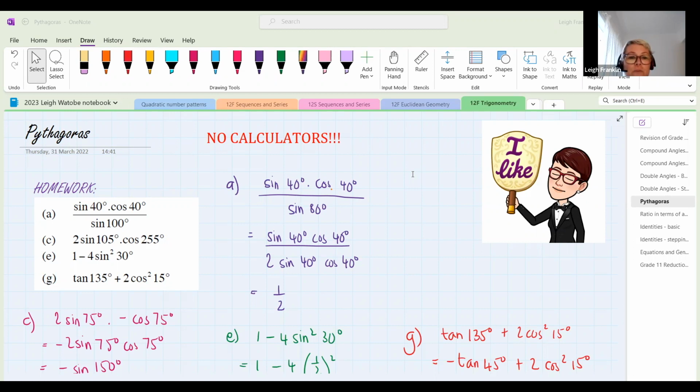We note that 40 is half of 80 or 80 is double 40. So this becomes a sine double angle. And then we can cancel sine 40 cos 40 at the top with sine 40 cos 40 at the bottom. And we are left with a half or 1/2.